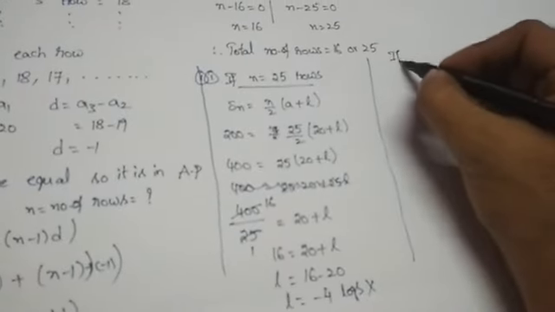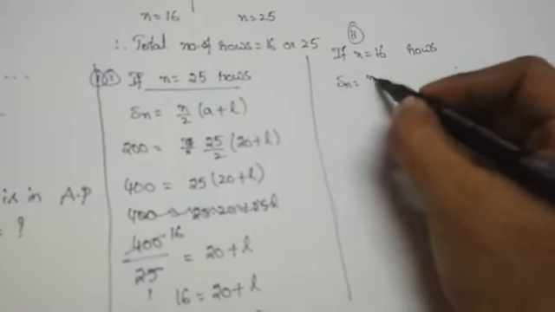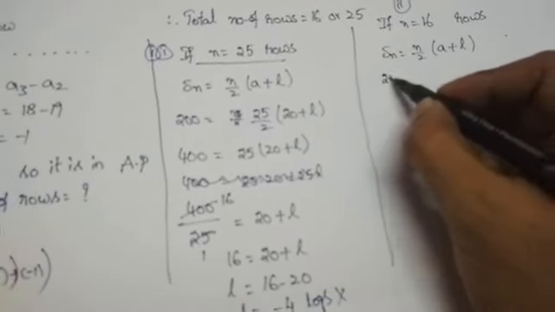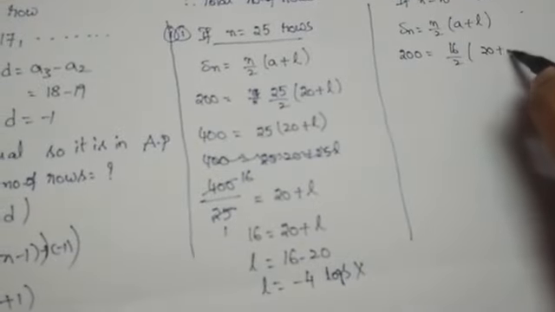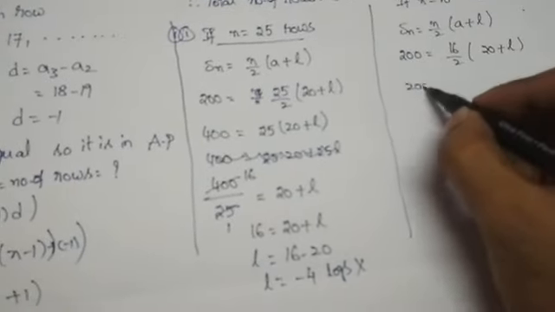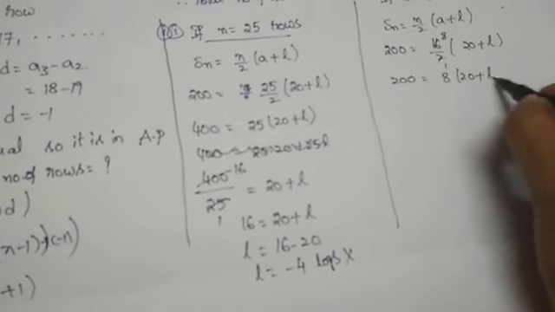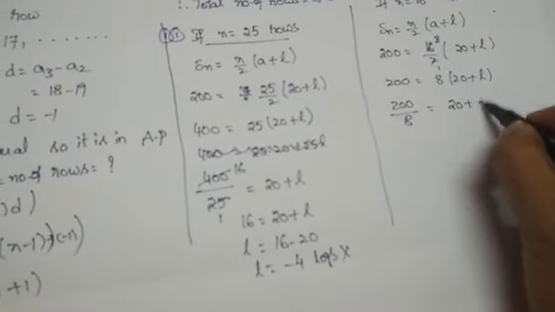So if n is equal to 16 rows, case 2. If n equal to 16 rows, then what will happen? We'll check. Sn is equal to n by 2 into a plus l. Sn 200 is equal to n value 16 by 2 into a value 20 plus l. So 200 is equal to 8 into 20 plus l. 200 by 8 equal to 20 plus l.